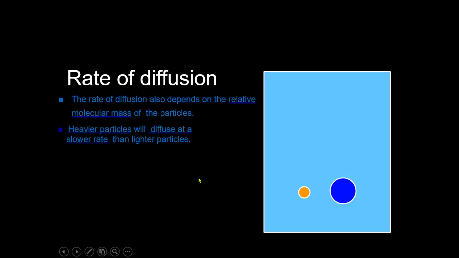Now, another factor to consider is that the rate of diffusion depends on the relative molecular mass of the particles. This basically means that heavier particles will diffuse at a slower rate than lighter particles.